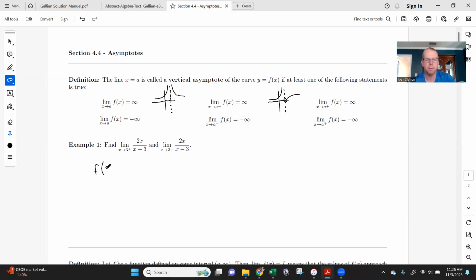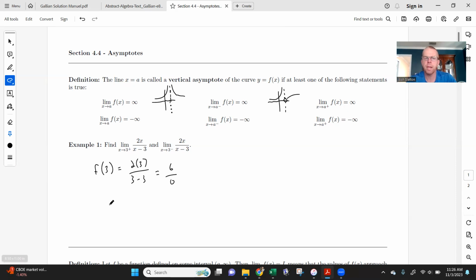So if we just find f of 3, then we have 2 times 3 over 3 minus 3. And so that, of course, gives us 6 over 0. Whenever you have a finite number over 0, you will have a vertical asymptote there. Now, you just have to figure out, is it going to be going to positive infinity or negative infinity? It's going to go to one or the other.